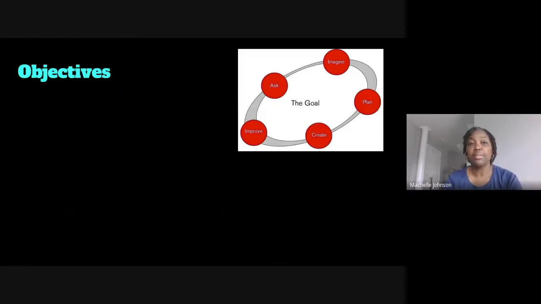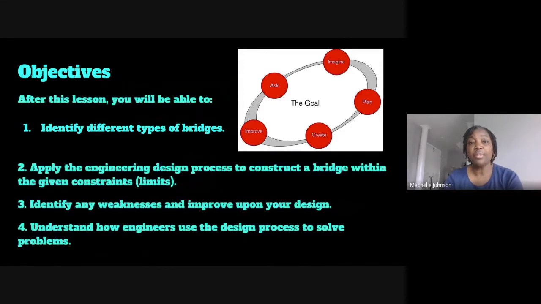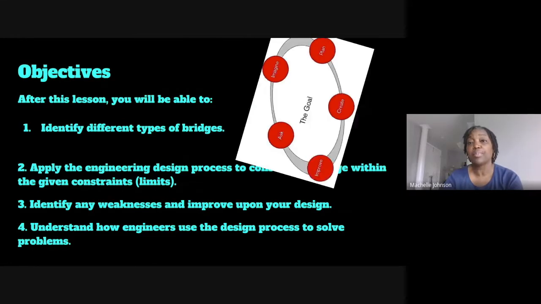The objectives here today: the number one objective is to identify the different types of bridges, which you will see throughout this presentation. After this lesson, you will be able to apply the engineering design process to construct a bridge within the given constraints or limits. Three, identify any weaknesses and improve upon your design. And four, understand how engineers use the design process to solve problems.